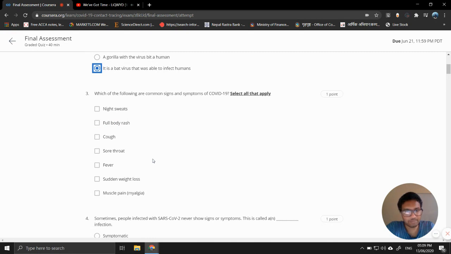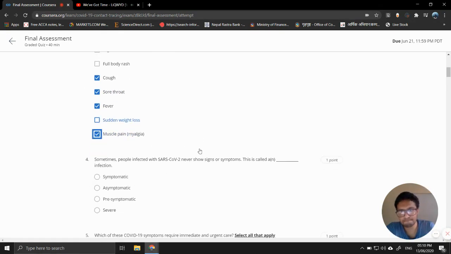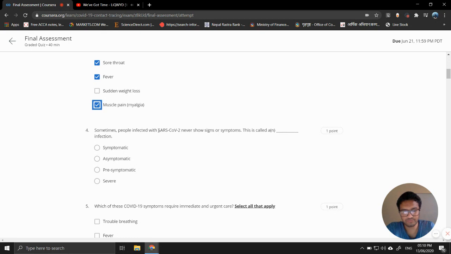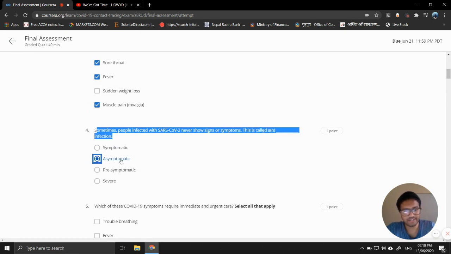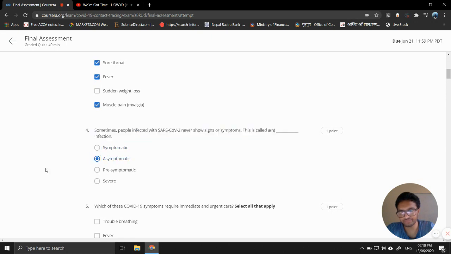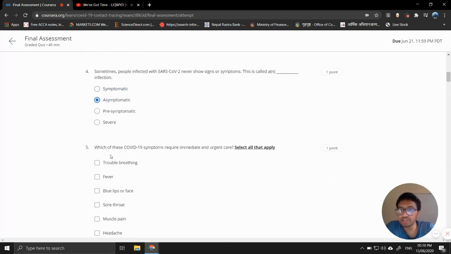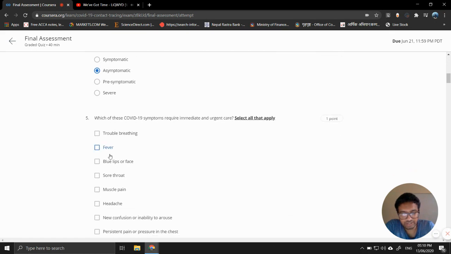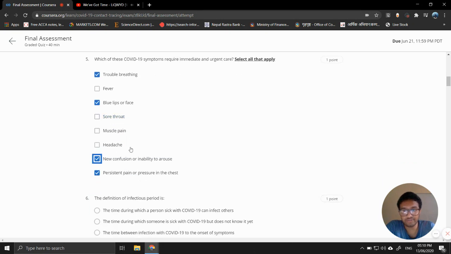Third, what are the common signs and symptoms of COVID? Your correct options will be these ones. Look at your screen, you'll see it. Fourth question: asymptomatic. That's your option for this question, someone who does not show any signs and symptoms. Which of these COVID-19 symptoms require immediate and urgent care? Trouble breathing, blue lips or face, persistent pain or pressure in the chest, and new confusion or inability to arouse. That's your answer for that.